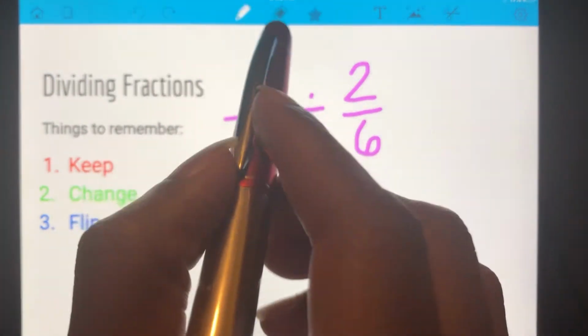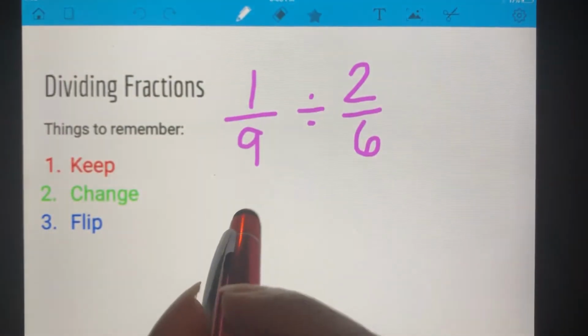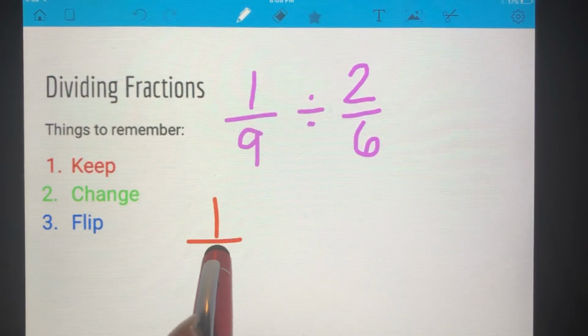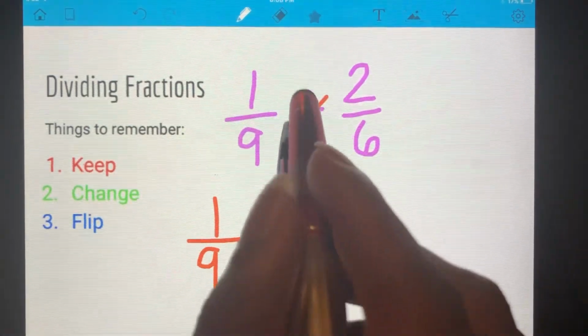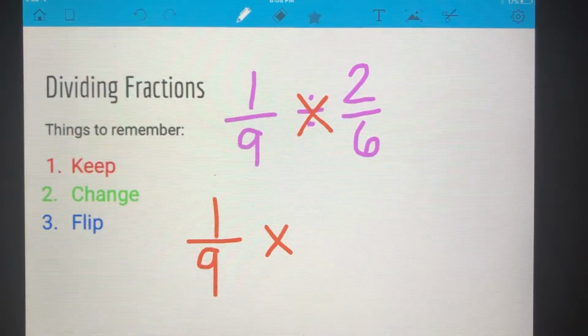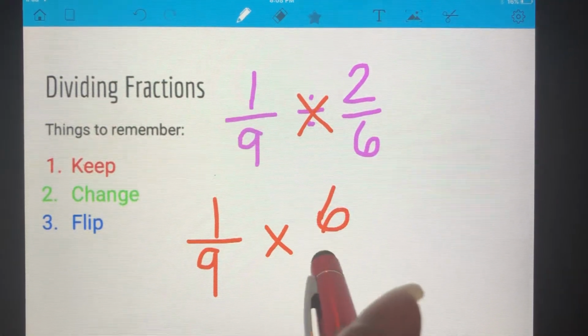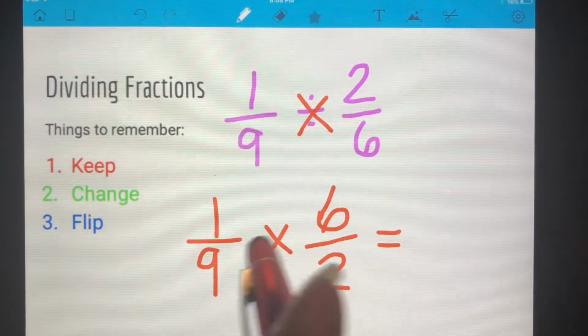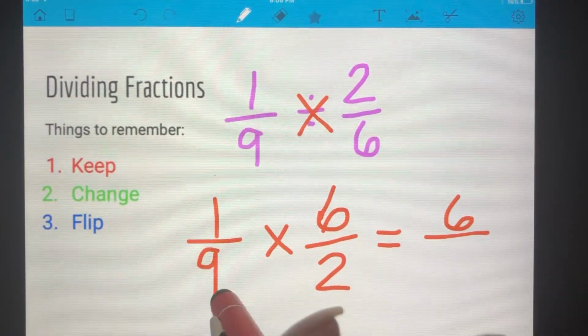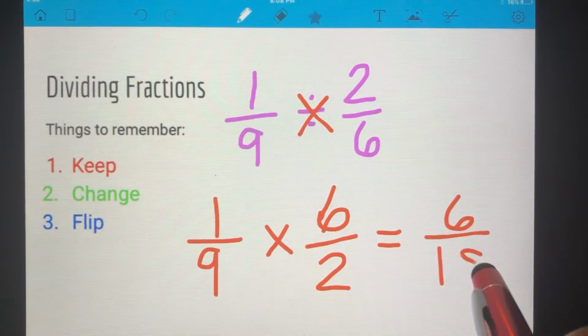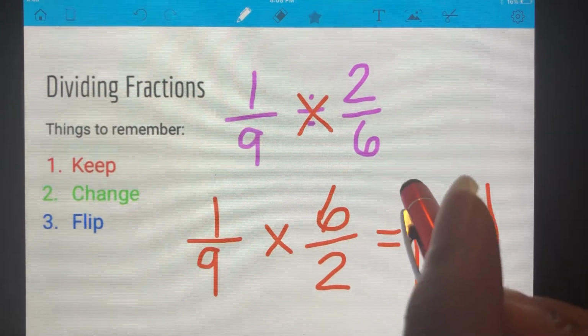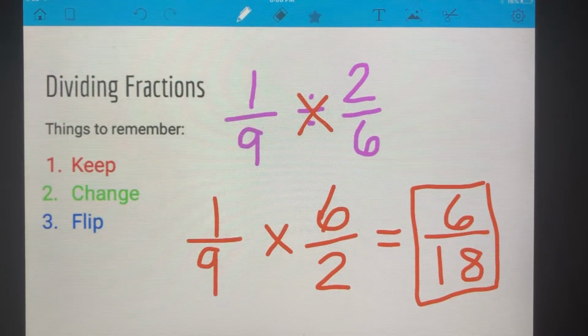So when we rewrite this problem, we will have keep 1 over 9. We will change the sign to multiplication and flip the second problem. So instead of 2 over 6, we now have 6 over 2. And our answer here is 6 over 9 times 2 is 18. Alright, just like that. So when we are dividing fractions, all you want to do is remember KCF, keep, change, flip. Okay? Moving on.